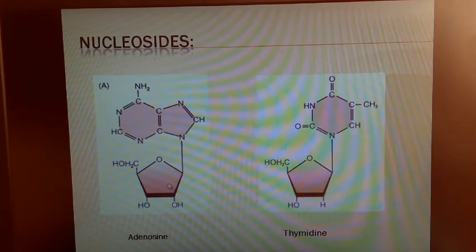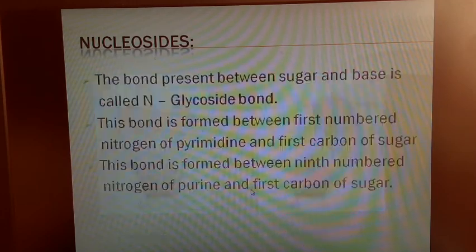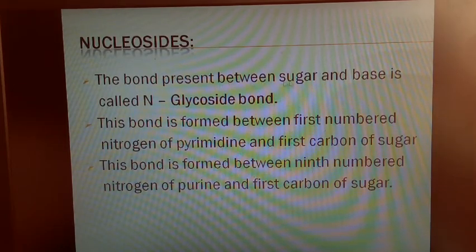Next, how does the name change? We have this one. This is adenine. This is thymine. Adenine converts to adenosine. Thymine converts to thymidine. Likewise, we have a few points given there, the same thing we have already studied. In nucleosides, the bond present between a sugar and a base is called an N-glycosidic bond. It is between the first nitrogen of pyrimidine and the first carbon of sugar. Likewise, ninth for purine. Here it is pyrimidine, here it is purine.